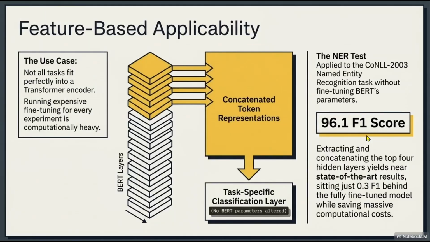While fine-tuning is the standard, BERT is also highly effective as a feature-based tool for tasks that don't fit perfectly into a transformer encoder. In the CoNLL 2003 NER test, extracting and concatenating the top four hidden layers yields a 96.1 F1 score, which is nearly identical to the full fine-tuned model while saving massive computational costs.